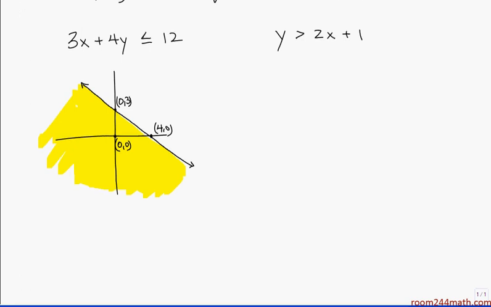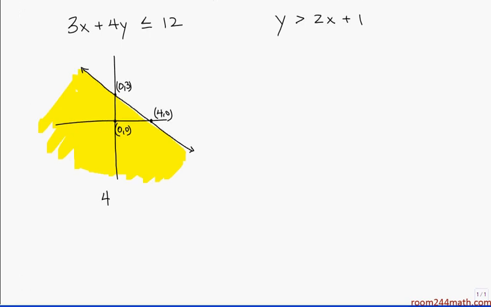Now, as I said, you could solve for y. If you solved for y, you would subtract 3x from both sides. And then you would divide by 4. And get y equals negative 3 over 4x plus 3, or y is less than or equal to negative 3 over 4x plus 3. And that's the same line. The only advantage to this is that it makes it a little easier to determine which side of the line you're going to be on, because it's y is less than or equal to, so it means all the y values below the line.